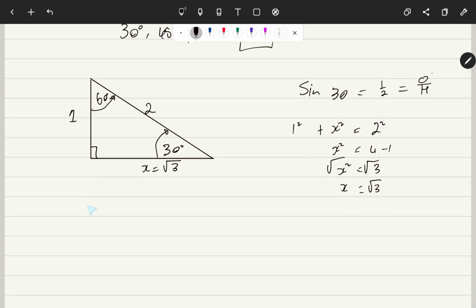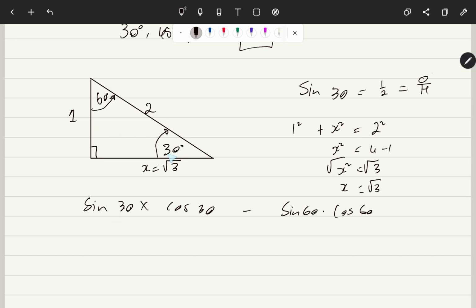So you would get something like sine 30 times cos 30, I don't know, minus sine 60, oh no, times cos 60. This is just me making an example. Probably the answer is going to be 0, but let's see. So sine 30 is opposite over hypotenuse, that is 1 over 2. Multiply cos 30, it's going to be adjacent, which is square root of 3, over hypotenuse, which is 2. And then sine 60, it's whatever is opposite 60, which is square root of 3 all over 2. And then cos 60, whatever is adjacent 60, which is 1 all over 2, right?